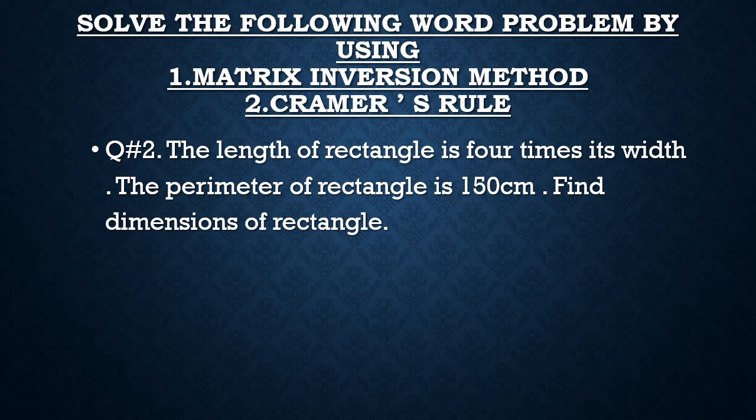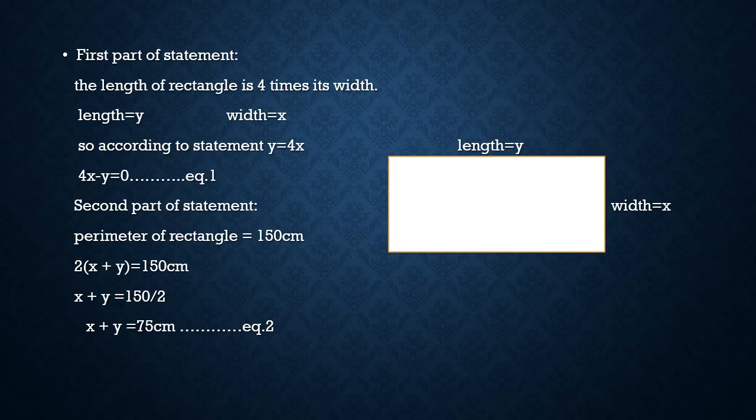Here we have question number 2. The length of a rectangle is 4 times its width. The perimeter of the rectangle is 150 centimeters. Find the dimensions of the rectangle. There are two parts of the statement. In the first part, the length of the rectangle is 4 times its width.